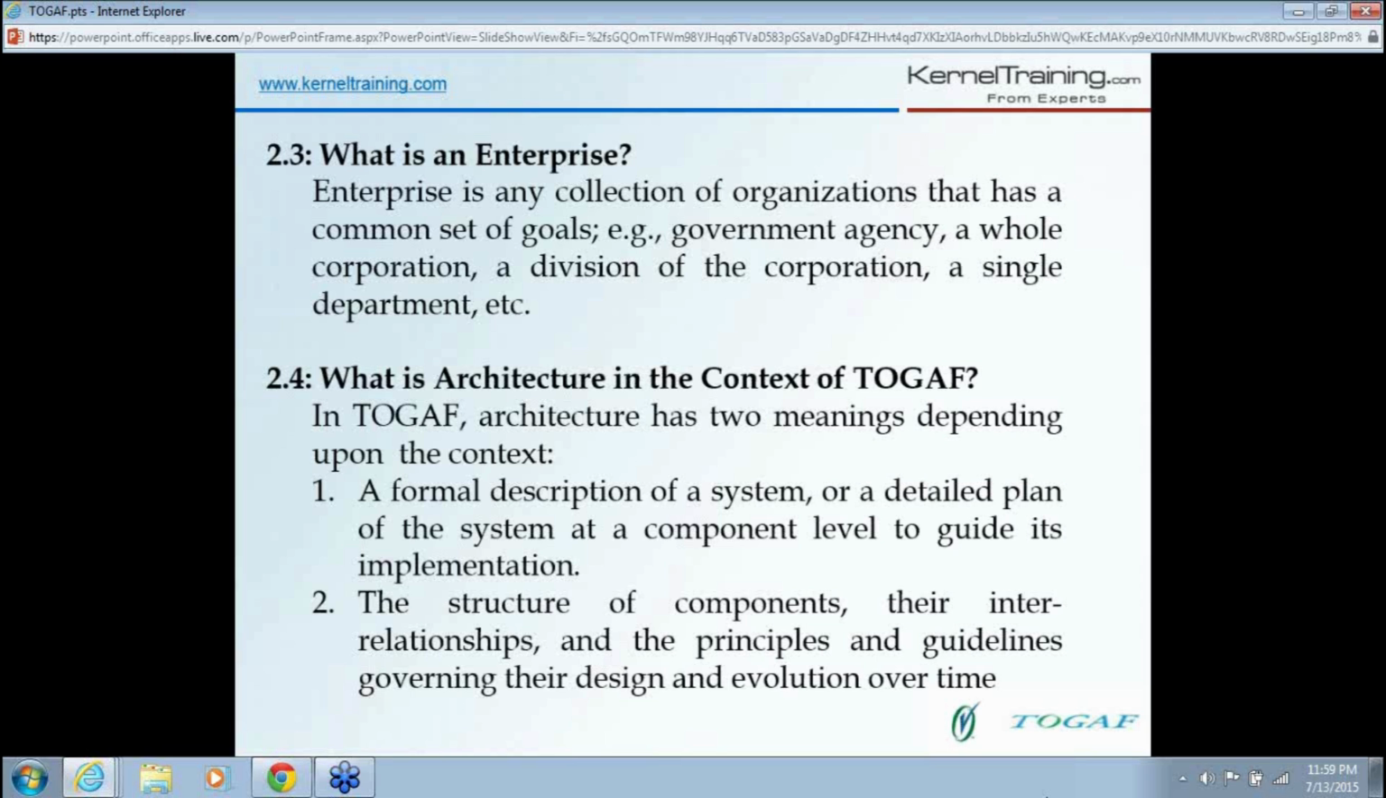Another definition of architecture in the context of TOGAF is a structure of components, their interrelationships, and the principles and guidelines governing their design and evolution over time.